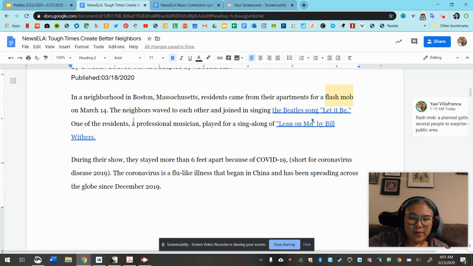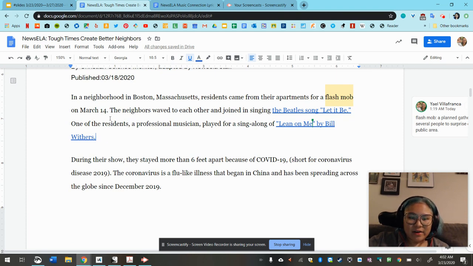and I'm looking at the first paragraph, I'm going to read this and I'm going to highlight what I think is the main idea, what I learned from this paragraph. Okay, so in a neighborhood in Boston, Massachusetts, residents came from their apartments for a flash mob on March 14. The neighbors waved to each other and joined in singing the Beatles song Let It Be. One of the residents, a professional musician, played for a sing-along of Lean on Me by Bill Withers. All right, there's the end of the paragraph. I'm going to stop right here.